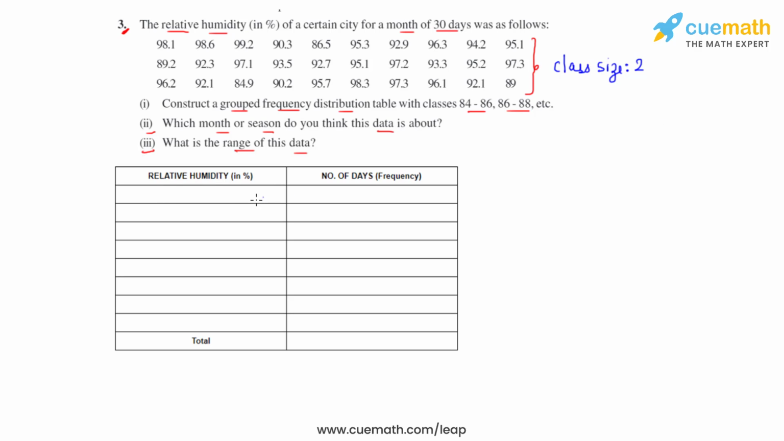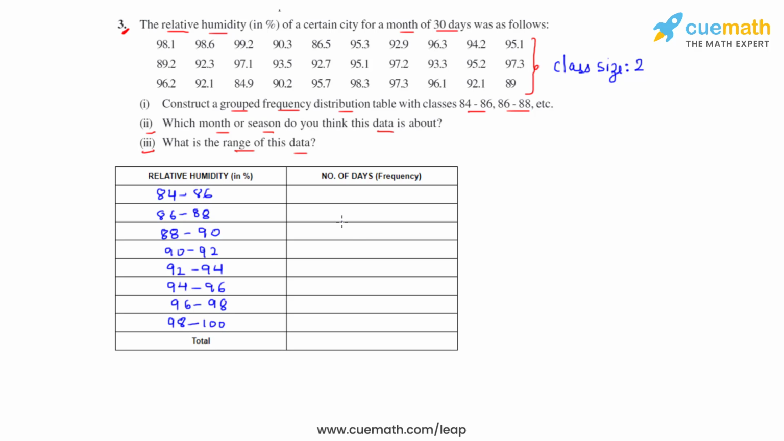So we have the first class which is 84 to 86, then 86 to 88, 88 to 90, 90 to 92, 92 to 94, 94 to 96, 96 to 98, and finally 98 to 100. Now we will have to look into the given data and see how many days fall under the different classes that we have made.